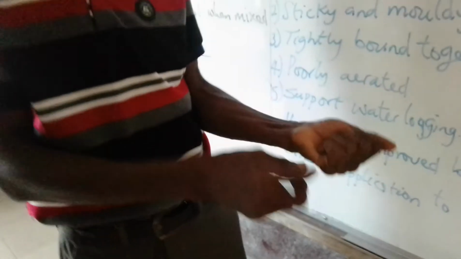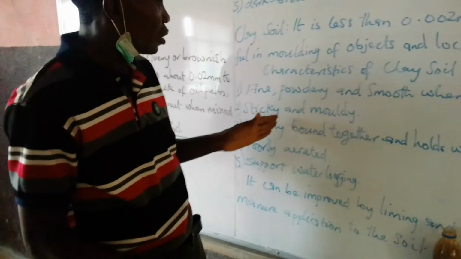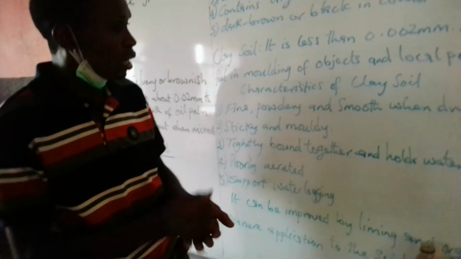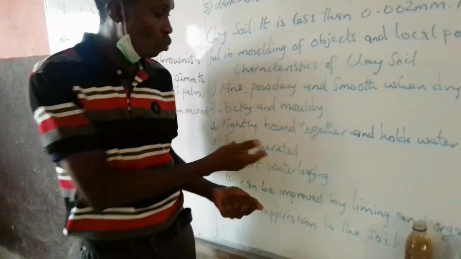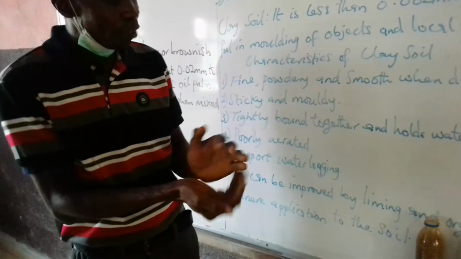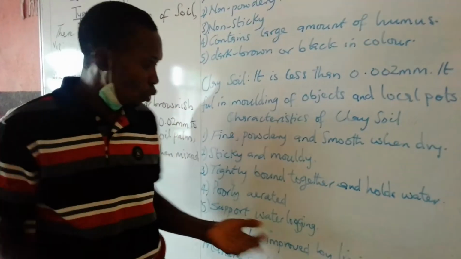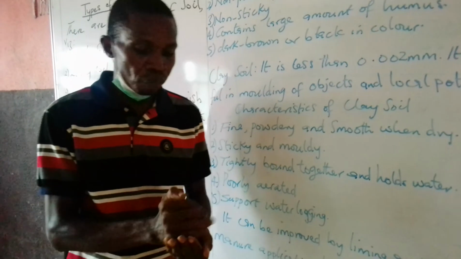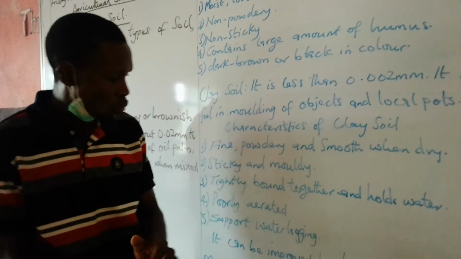Now, having looked at the characteristics of clay soil, it is fine, powdery and smooth when dry, sticky and moldable when wet, tightly bound together and holds water. And it's poorly aerated. Why is it poorly aerated? Because the pore spaces are very tight together, and so it supports waterlogging. It doesn't support quick infiltration and percolation of water.